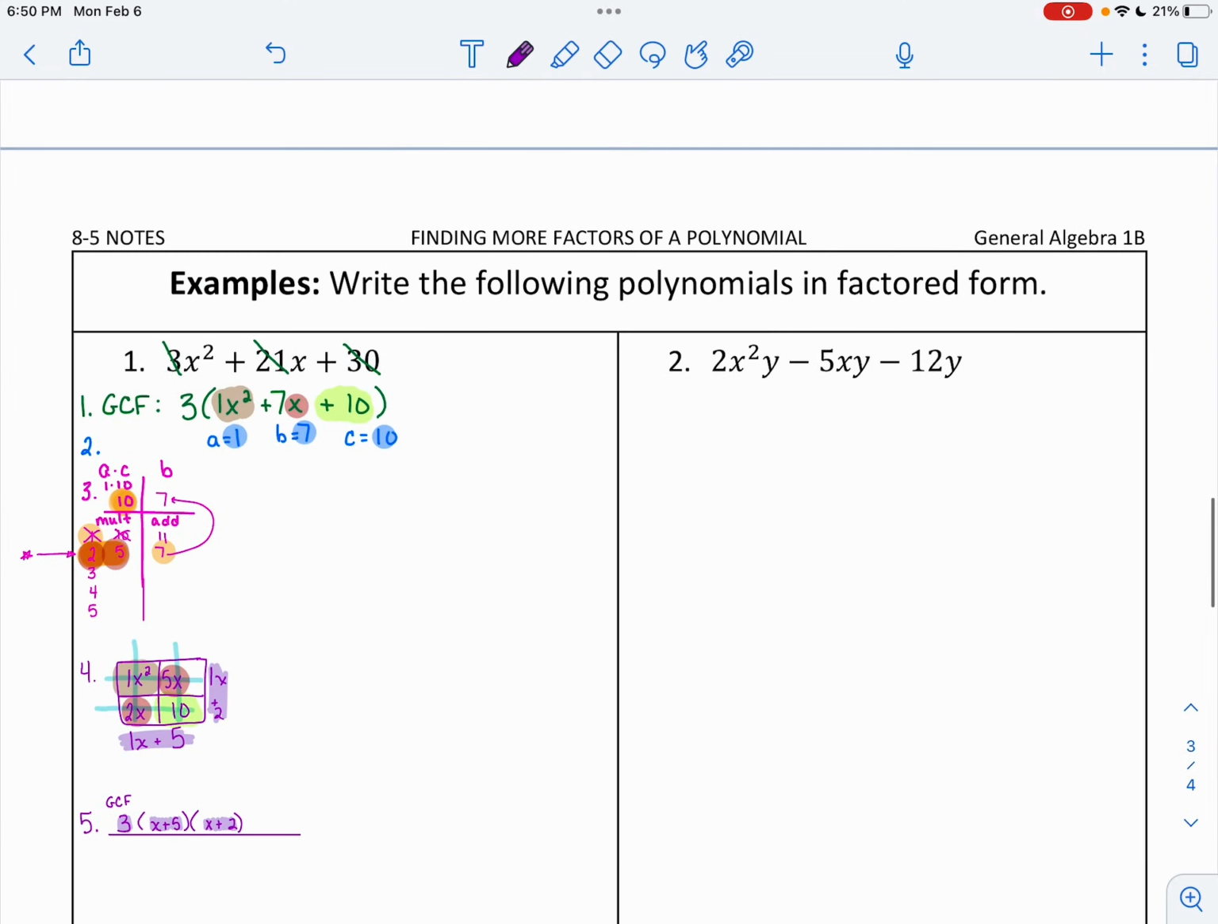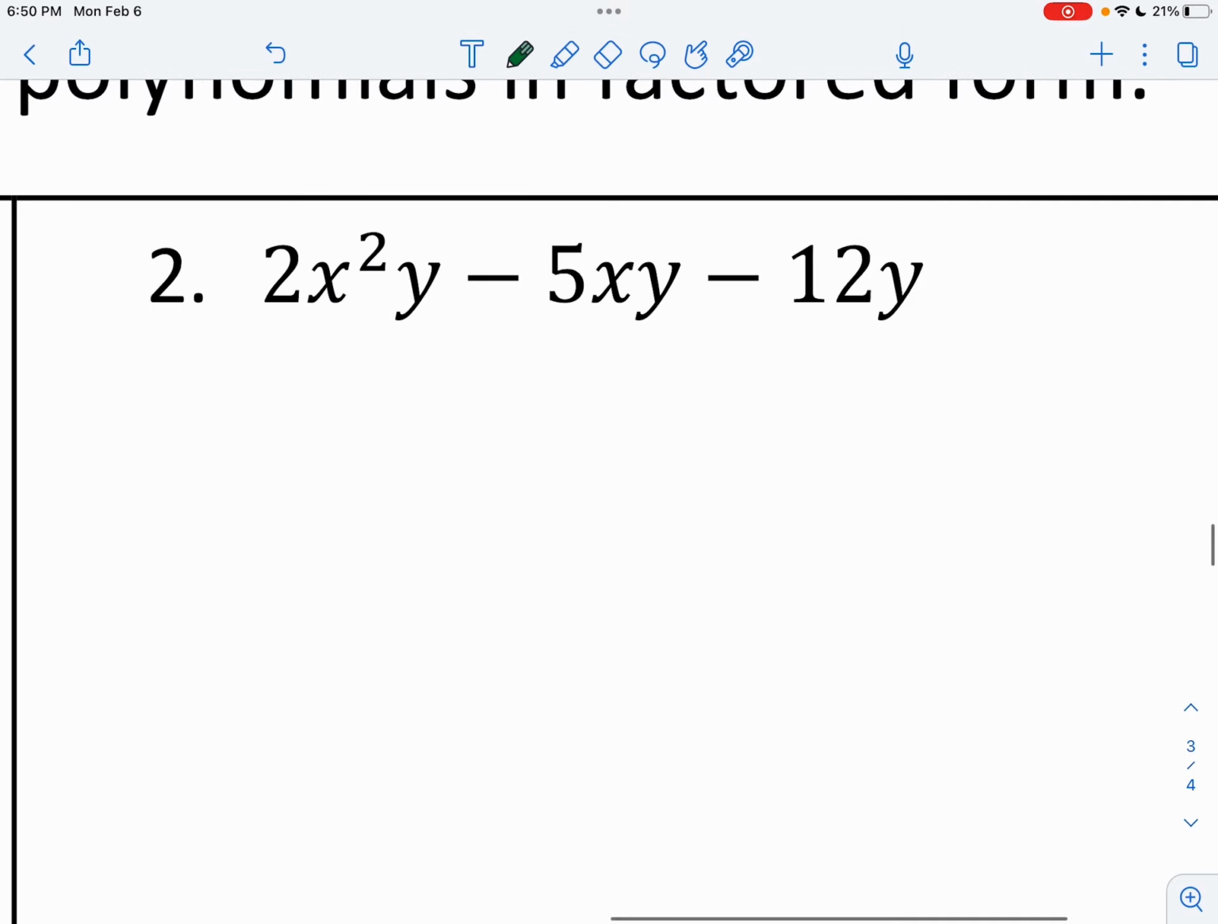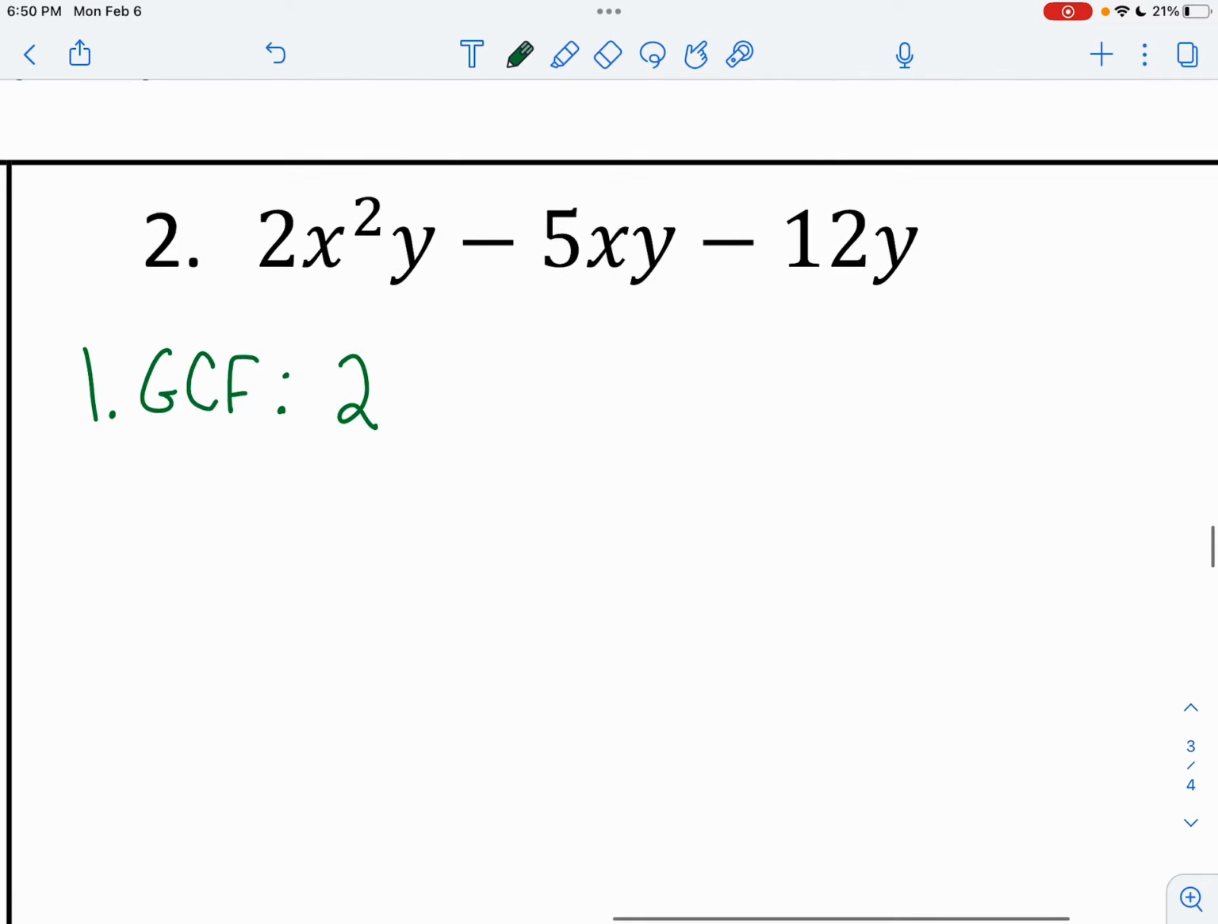Step 1. We need to find a GCF. The GCF in this problem is a 2. I apologize. No, it's not, because 2 does not go into 5. The GCF is a 1. And do they all have an X? No, they don't. But they do all have a single Y. Please divide everything by a 1 and a Y.